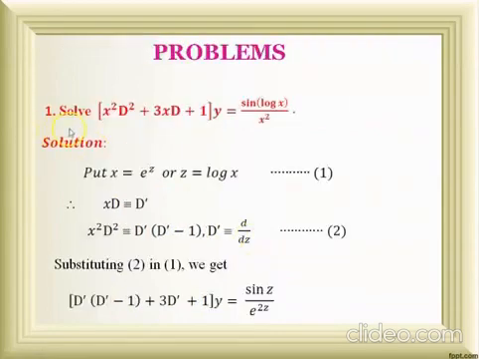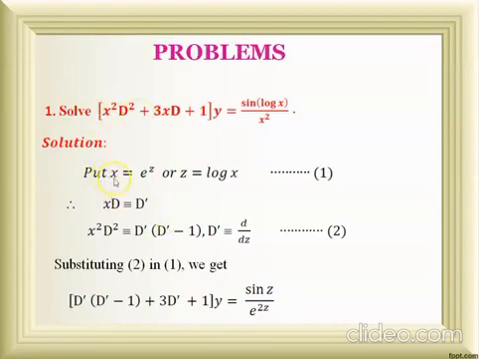Let us move on to the first problem. Solve x square D square plus 3xD plus 1 into y is equal to sine of log x by x square. Here the derivative coefficients are variable, so I want to convert that into constant coefficients. Then only can we find the general solution by using the standard types.